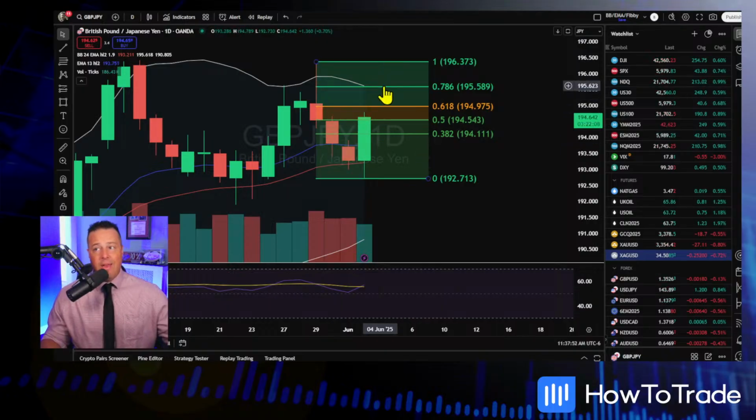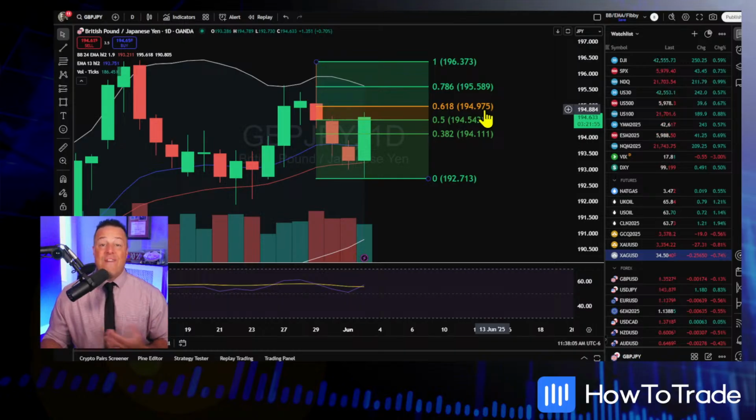Now, if you want to wait and go short up there at 195.50, you can. You could probably shoot for more money up there as well. But 194.97 or 195 even, that's a pretty darn good shorting zone.